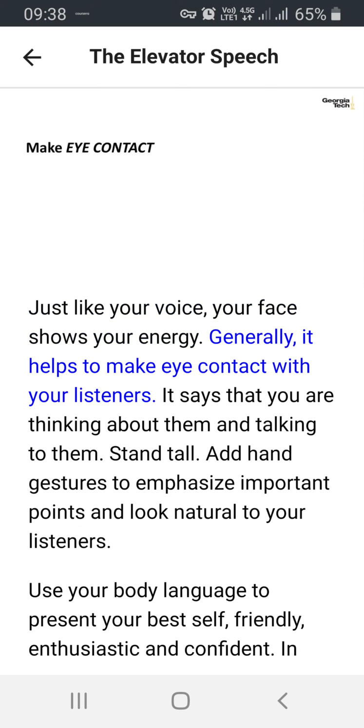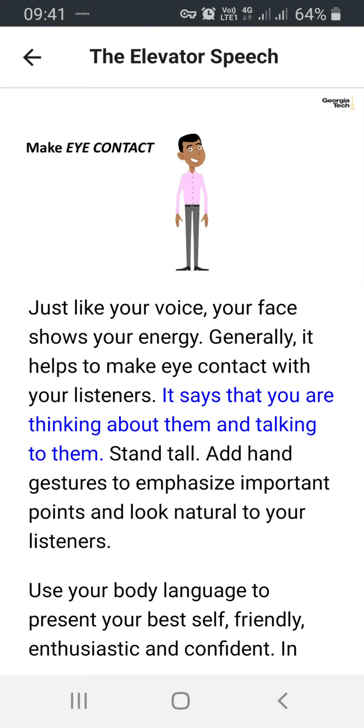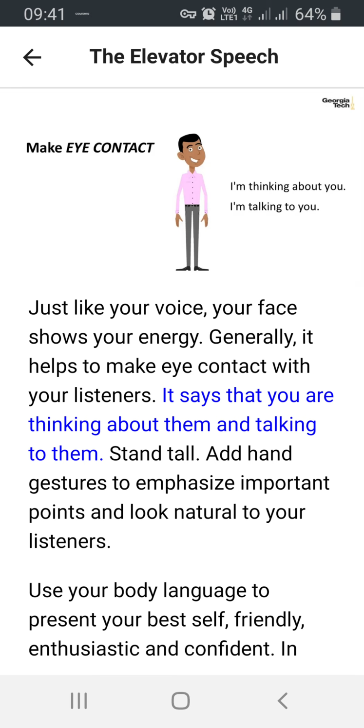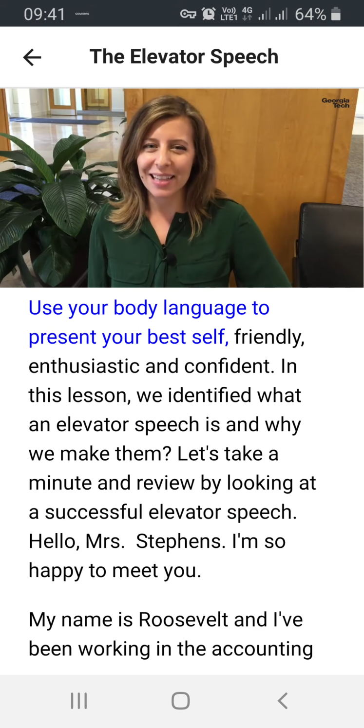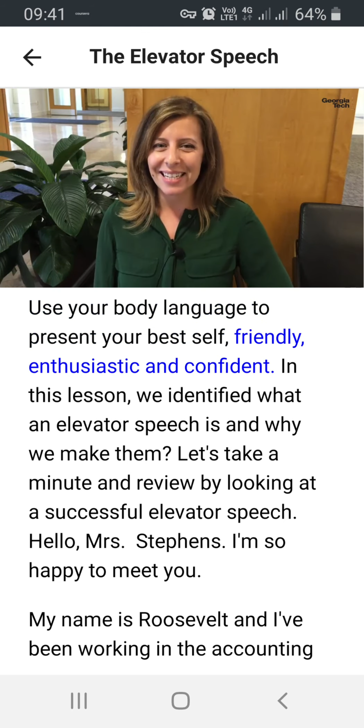Generally, it helps to make eye contact with your listeners. It says that you are thinking about them and talking to them. Stand tall. Add hand gestures to emphasize important points and look natural to your listeners. Use your body language to present your best self. Friendly, enthusiastic, and confident.